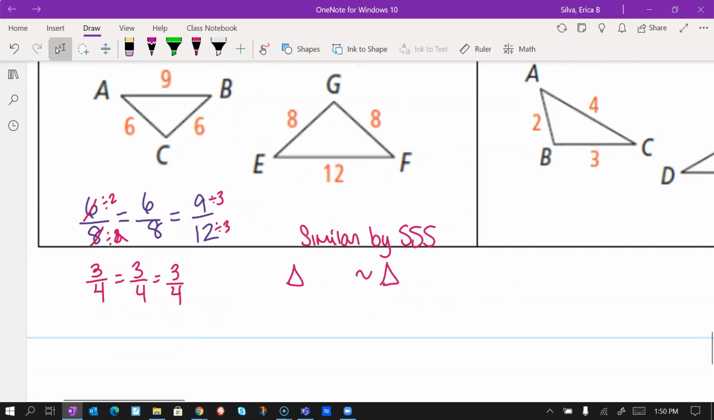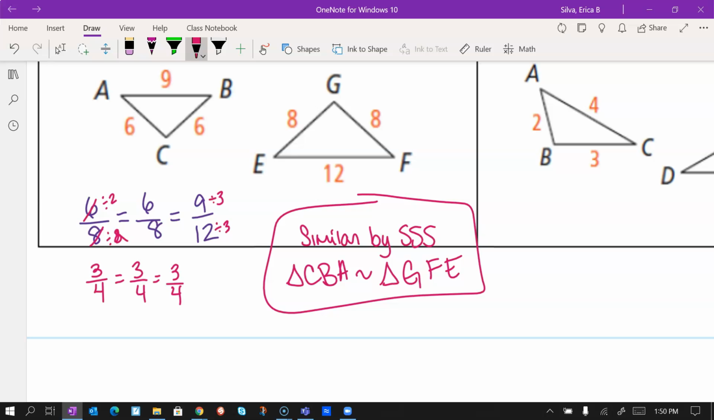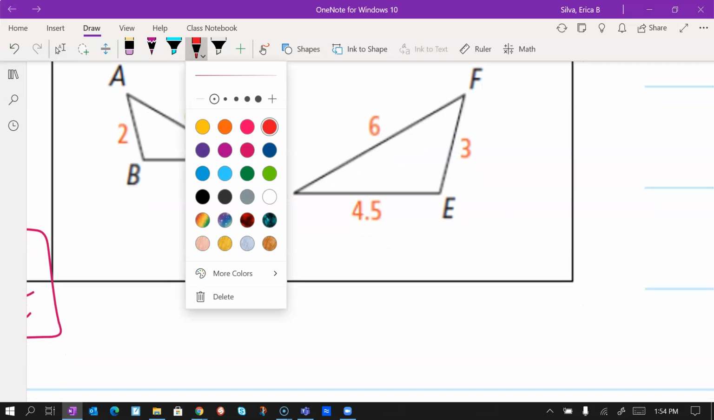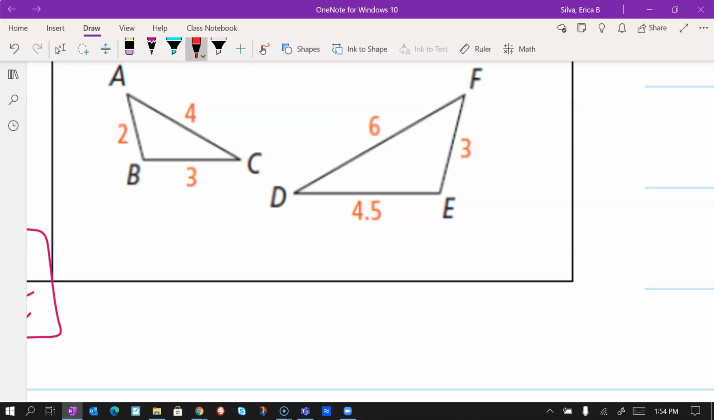And then we're going to write our similarity statement. So let's start with C. C corresponds to G. And then we've got B. B corresponds to F. And then A corresponds to E. That's a good question. So we would just, they're not giving us any angles, so we're obviously not going to look at the angles, right?